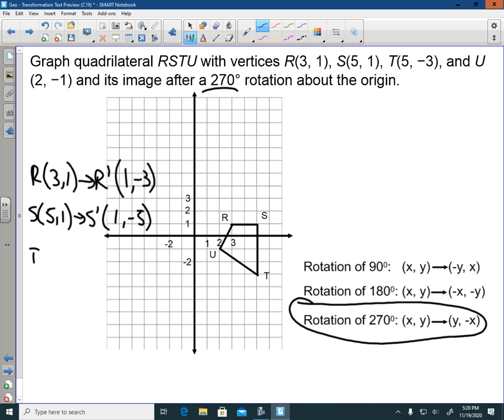T lives at 5, negative 3. And so T prime has to live at negative 3, negative 5. Remember, the y value that you moved over to the x place stays the same. This was negative 3, and so it will stay negative 3. But that x value that went into the y place has to turn to its opposite. That's how I got the negative 5.